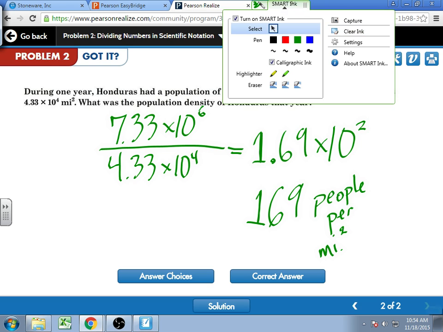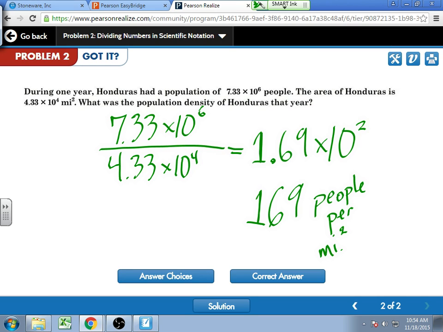Wait, why is it just 169? Because we probably rounded. It was 169.28406. Yeah, I said approximately. But what about the 10? So there were 1.69284. So if you really want to be accurate, this would be 169.284 people per square mile. Because this is in scientific form, this is in standard form. We already moved the decimal and put it where it belongs.